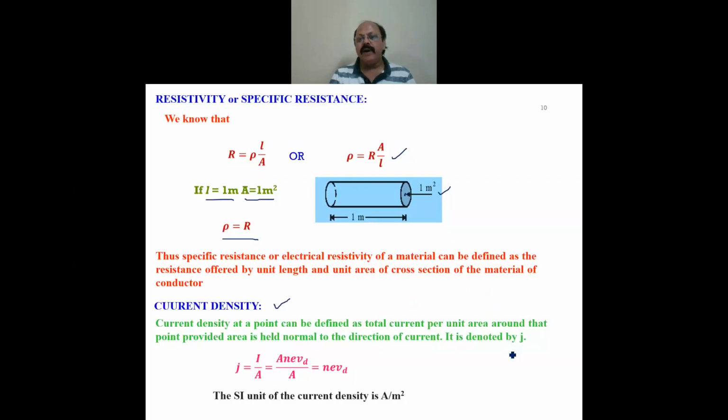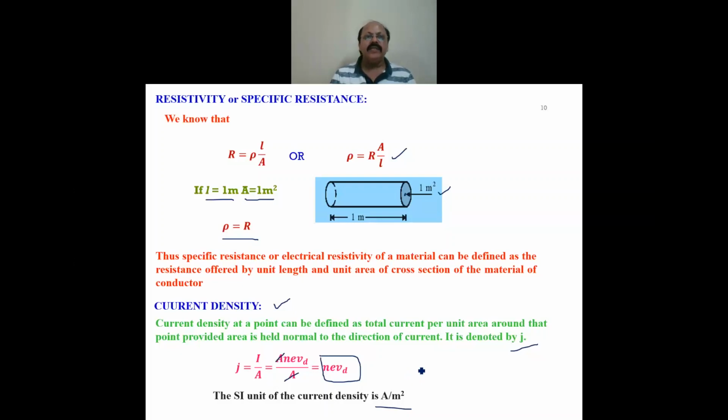It is represented by small j, sometimes with capital J also. So J equal to I upon A. I, you know, is nAeVd, substitute here, and then this A and this A get cancelled. You will get J equal to nevd. And the SI unit of current density is ampere per meter square. From this formula, you can say that current is ampere and the area is meter square, so the SI unit of current density becomes ampere per meter square.